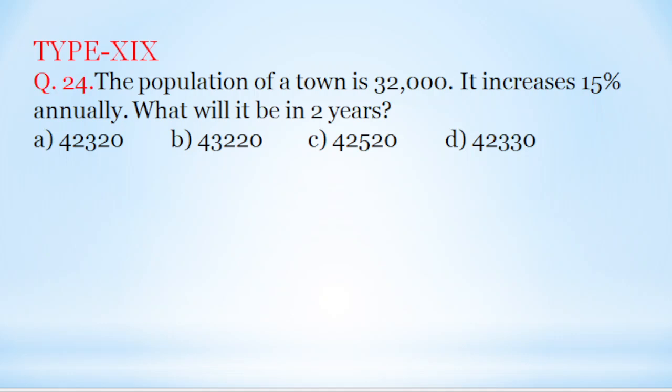Now type 19, question number 24. The population of a town is 32,000. It increases 15% annually. What will it be in 2 years? Now, we have a formula to solve this question and I will tell you how to remember that formula.